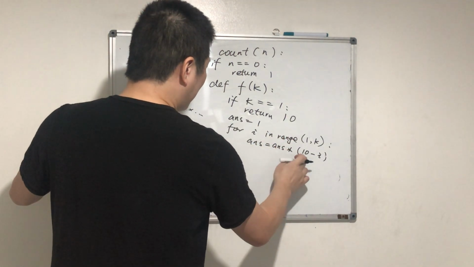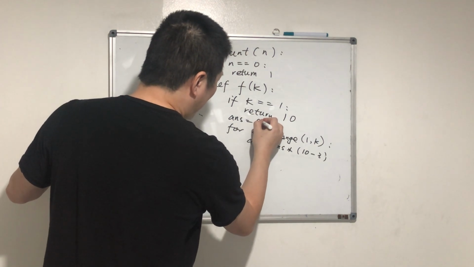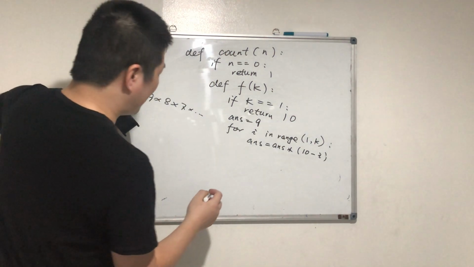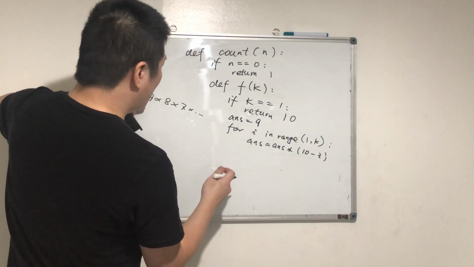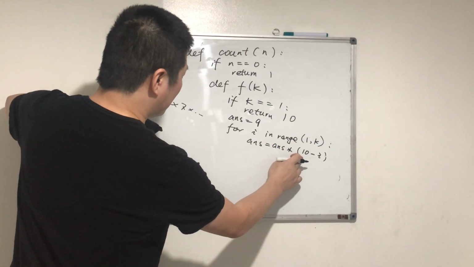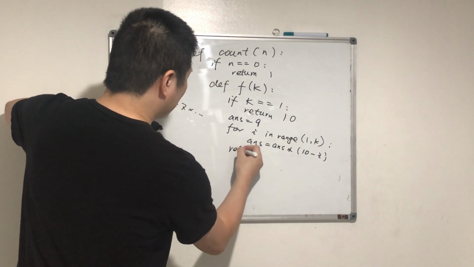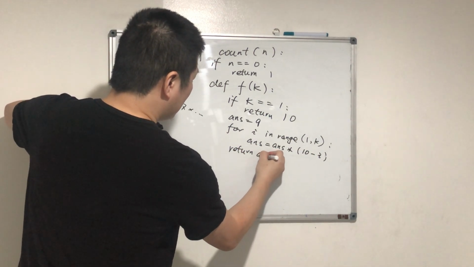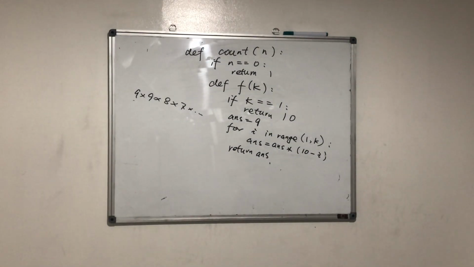When i is 1, then you times 9. When i is 2, actually, let's put the 9 here, because the first number we want to times is 9, and then when k is 2, we want to times 8, right? And then return answer. Okay, does it make sense? Can you get it?